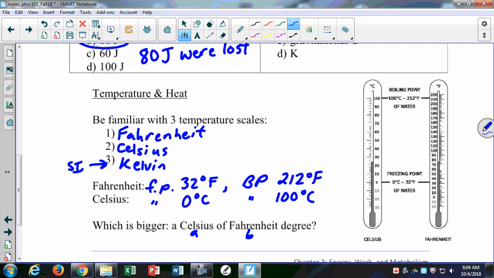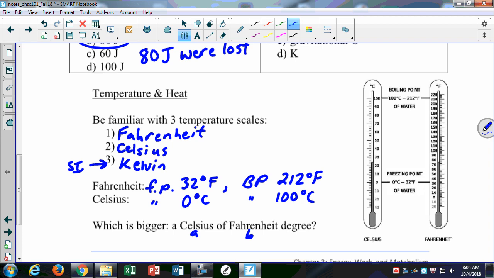Between the freezing and boiling points of water, there are 180 degrees on the Fahrenheit scale, but there are only 100 degrees on the Celsius scale. So if I change 1 degree on the Celsius scale, that's almost twice as much as a change in temperature on the Fahrenheit scale. Like a degree over here is this big, but a degree over here is that big. It's that much of a difference in change in temperature.